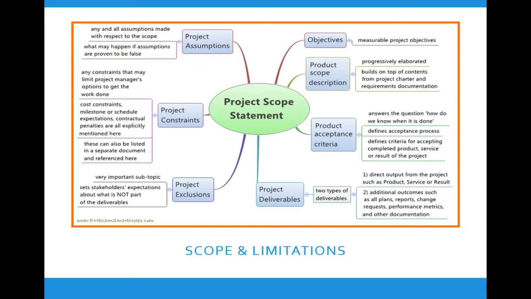What are you going to give back to this business? What are the exclusions? Like I said, what are you planning to do and not do? The constraints. What constraints do you run into? And what project assumptions are you making? So I thought this chart does a really good job of giving definitions of those, and it's on Google. So look it up, and it will help guide you in writing this scope and limitations section.